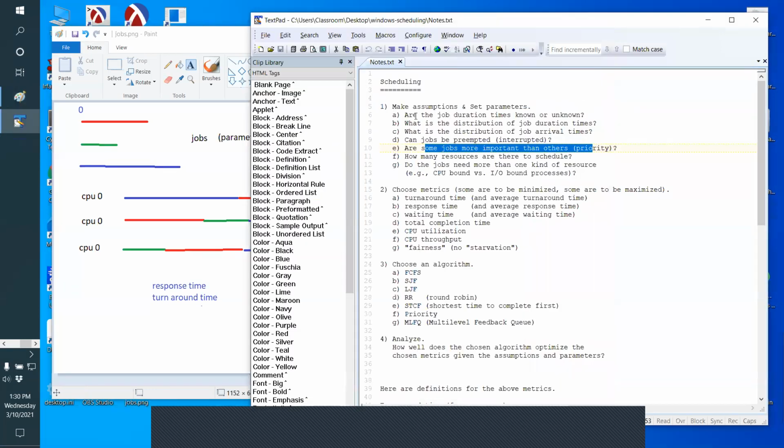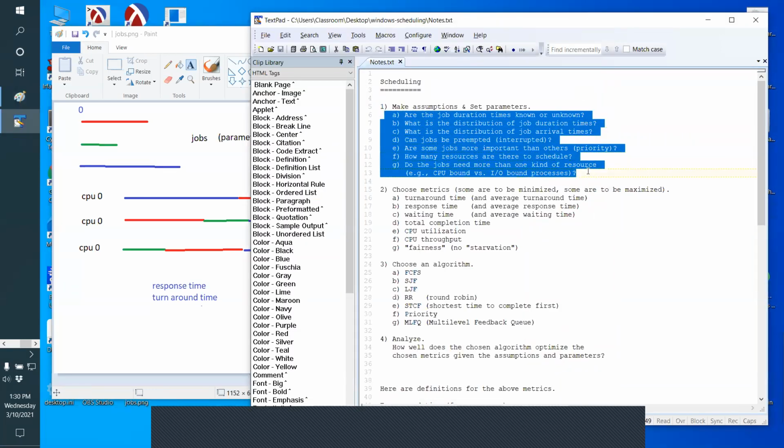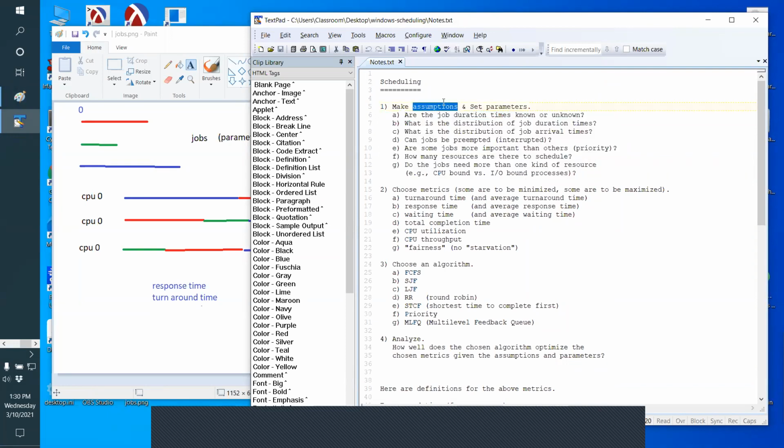Okay, so this is a list of the different things that we, in computer programming and operating systems, think of as the assumptions that we might make. Do we know ahead of time how much work there is to do? Now, that's actually kind of a weird thing.